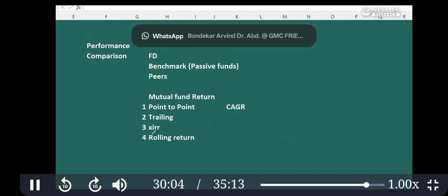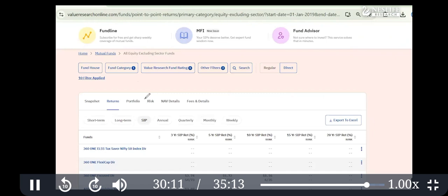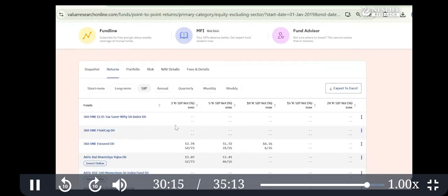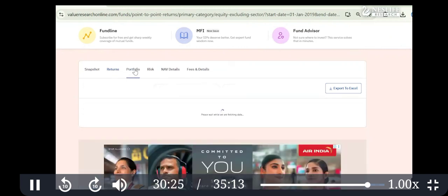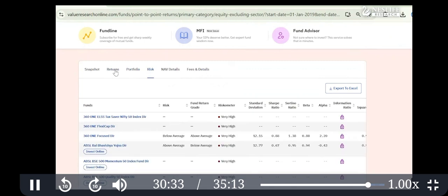Okay, so here we completed most of the parameters on Value Research. These are necessary for selecting active mutual funds. So now you search yourself and find it out. We have selected portfolio, risk, fees, other details, and do the comparison. Where is your mutual fund standing?